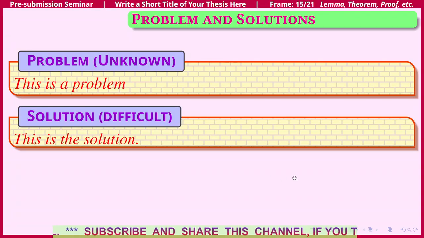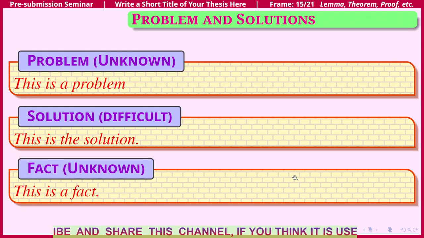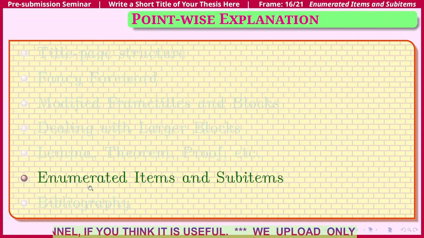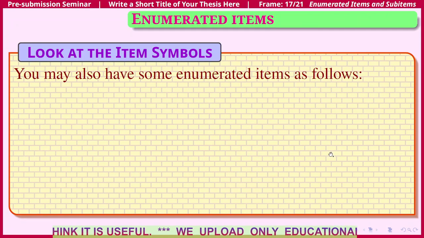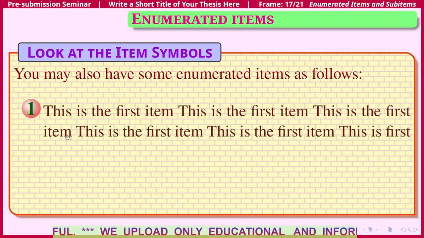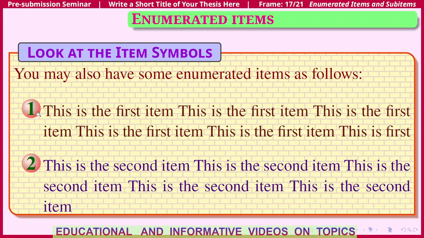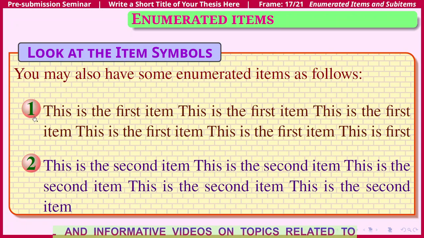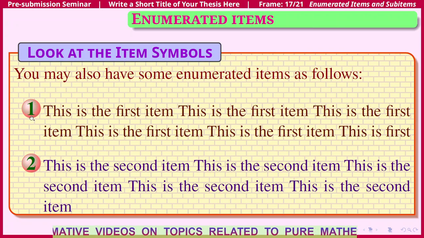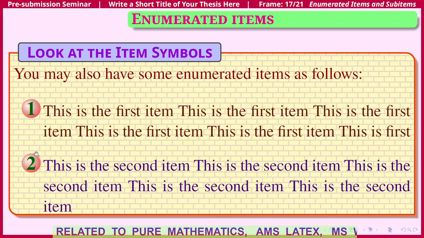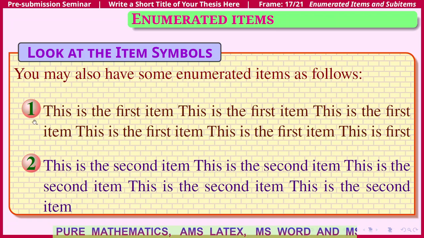So all these things will come: solution, problems, fact. These are AMS math environments. And then these enumerated items and sub items. Now here you see, look at these item symbols. Okay, so there are actually 3-4 types of different symbols which you can use. I have used a ball symbol like this, and it looks quite nice.